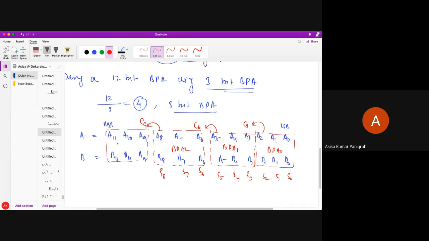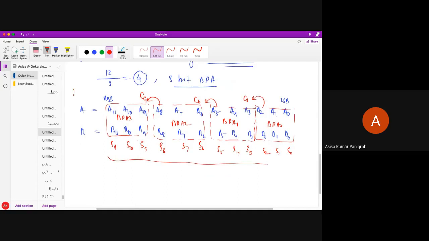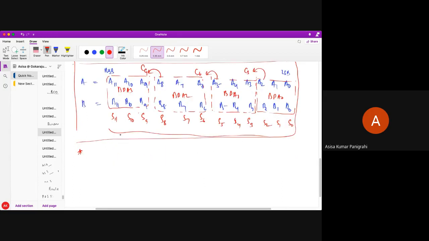Okay, and it requires another BPA, which is BPA 3, and it generates S9, S10, S11. So with the help of four 3-bit BPAs, I can design this 12-bit binary parallel adder. Now tell me, in some objective questions of this mid exam, let's say the question comes, a 12-bit BPA requires how many full adders and half adders?